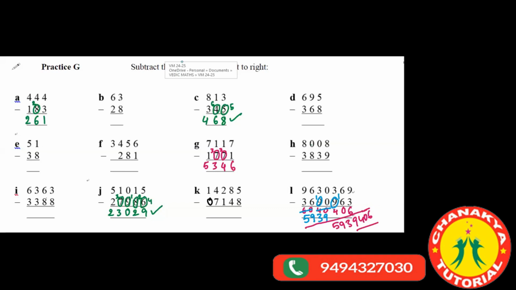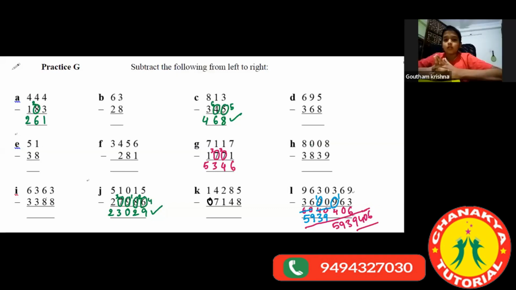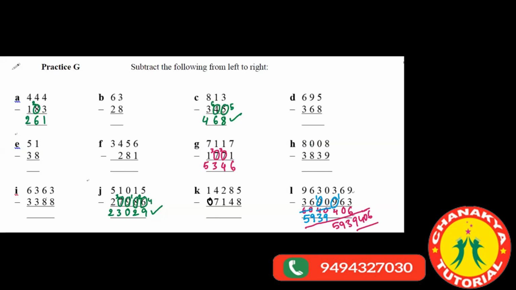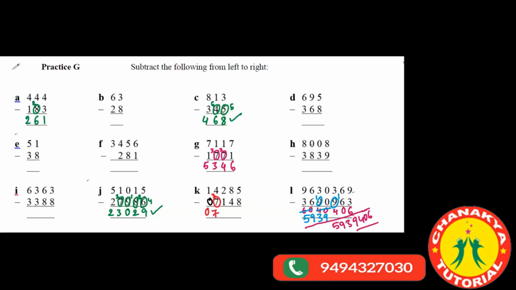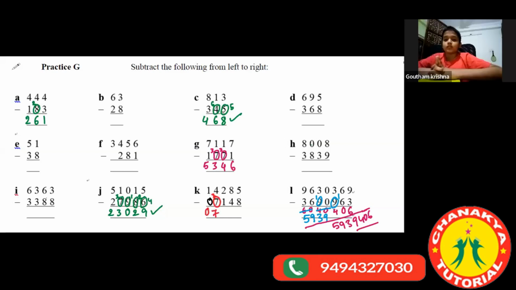Okay. 1 minus 0 is 1, sir. But the next one is mismatch. So we have to keep 0. Okay. And the complement of 7 is 3, sir. So 3 plus 4 is equal to 7. Okay. And the next one is match. So 2 minus 1 is 1. Okay. Next one is also match. So 8 minus 4 is 4. But the next one is mismatch. So we have to take 3, and the complement of 8 is 2. So 5 plus 2 is equal to 7.